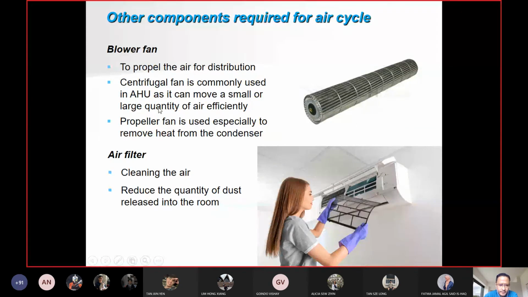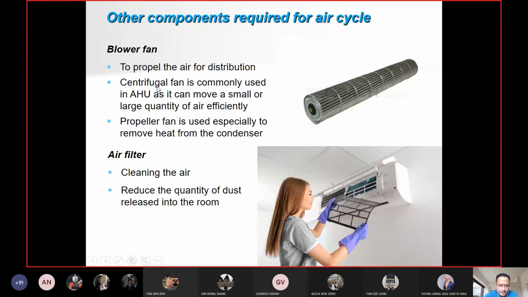Okay, so these are the different kinds of fan. Basically, this topic is quite related to the mechanical ventilation earlier, right? So you have learned about the different kinds of fan used for mechanical ventilation, but basically the same types of fans are used in the air conditioning system as well.